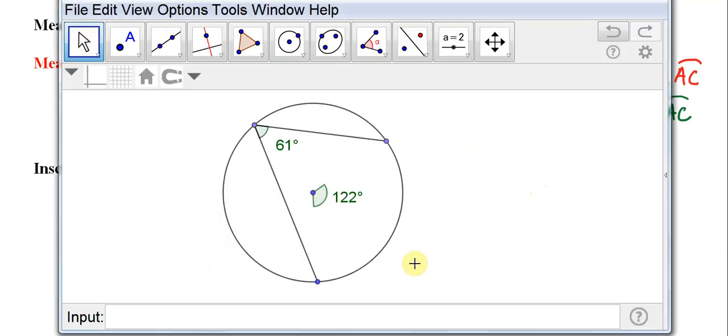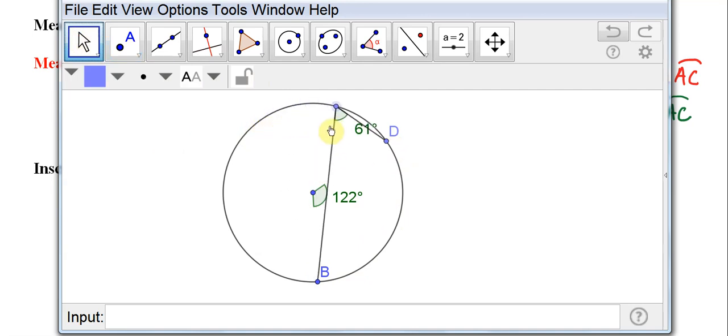Alright, so let me give you an illustration here on Geogebra. So this is the arc that we're talking about here from this dot, let's name that dot D, to B. This arc right here is 122 degrees, and this is the intercepted angle, and this turns out to be 61 degrees. And it doesn't matter where I move this, as long as the angle intercepts those 2 points on that arc, and that arc is 122 degrees, that angle will always be exactly 1/2 the size of the arc.